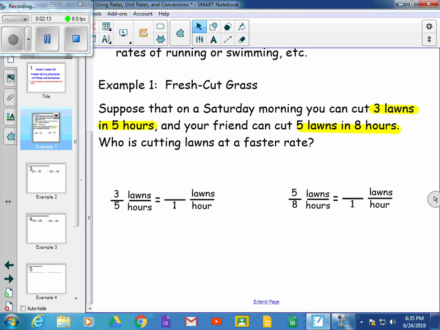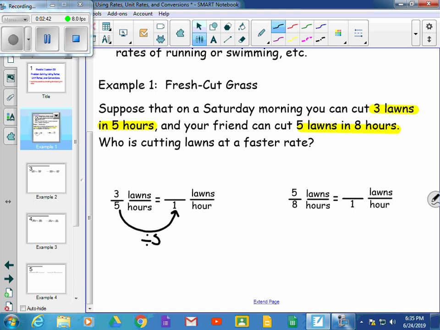So to figure out who is cutting faster, we're going to figure out the unit rate. Down here we have written them as fractions this time, the ratios. This is still equivalent ratios, still the same tool that we've used earlier, but they're written as fractions. So we have your original rate, 3 lawns for every 5 hours, and we want to know how much per hour. How many lawns are you cutting in 1 hour?